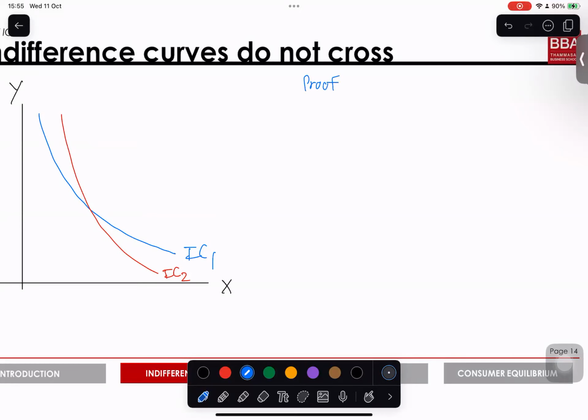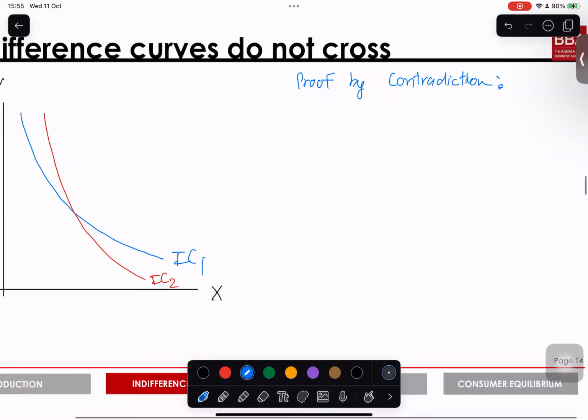We call this proof by contradiction. What is proof by contradiction all about? You challenge this statement, let them cross and see what went wrong. If something goes wrong, you have to admit that this statement is right. But if nothing happens, then you should say that this statement is wrong. Let them cross and see what went wrong.